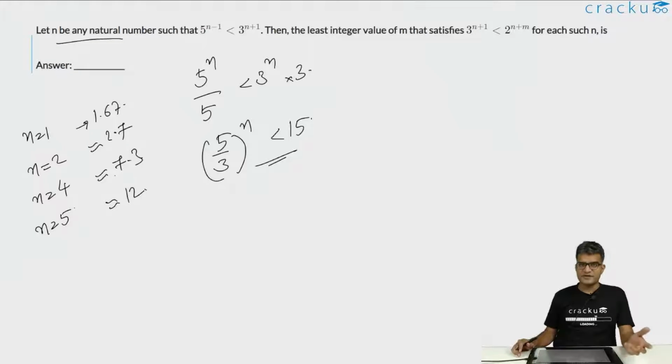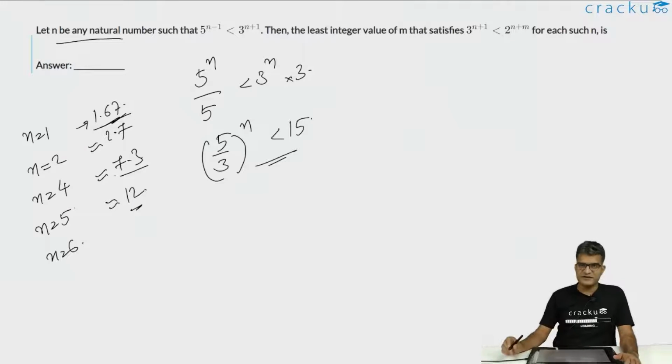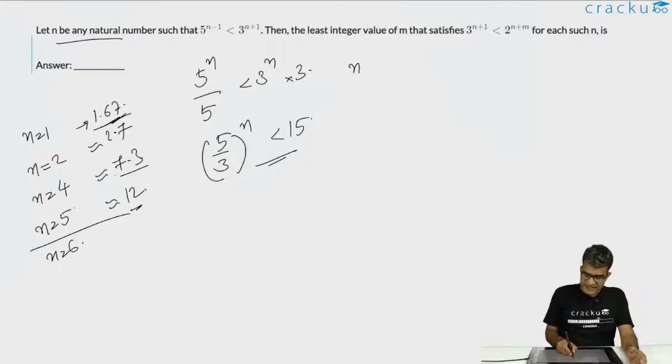You can approximate it also. What I am essentially doing is 7.3 into 1.67 is something like 7 into 1.7, that is around 12. But this will be slightly greater than 12 because there is 7.3. Now, when n is equal to 6, 12 into 1.7 will for the first time cross 15, because 12 into 1.7 will be definitely greater than 10 into 1.7, which itself is 17. So the maximum value that n can take is 5. So n is either 1 or 2 or 3 or 4 or 5.